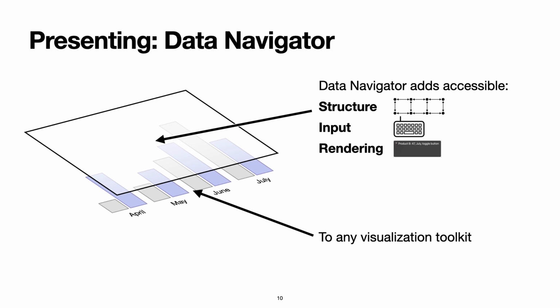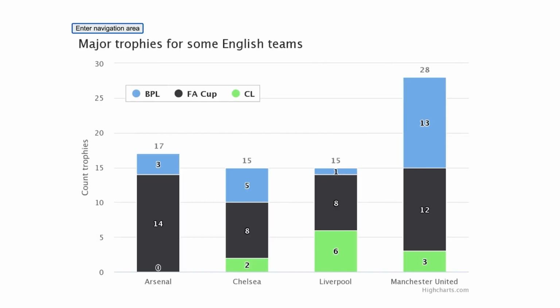So I'd like to present our project, Data-Navigator. It's a system that provides an entirely new accessibility substrate. Data-Navigator adds navigable structure, input handling, and rendering capabilities to data visualizations. We intend for our system to work in tandem with toolkits, allowing them to provide robust accessibility capabilities downstream to their users. I'll give a brief demo.